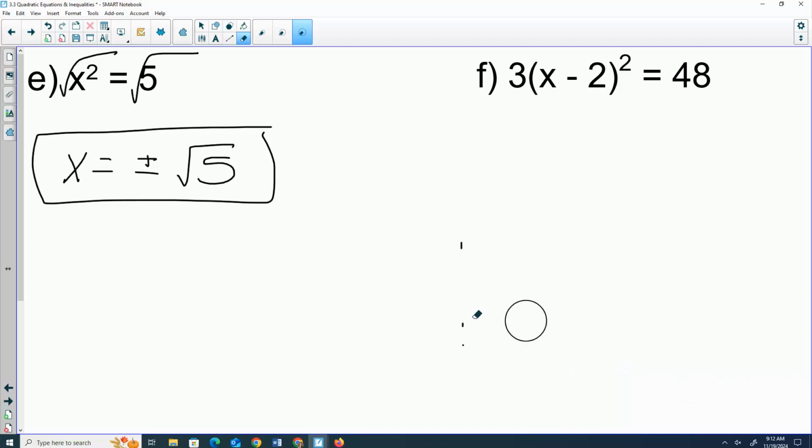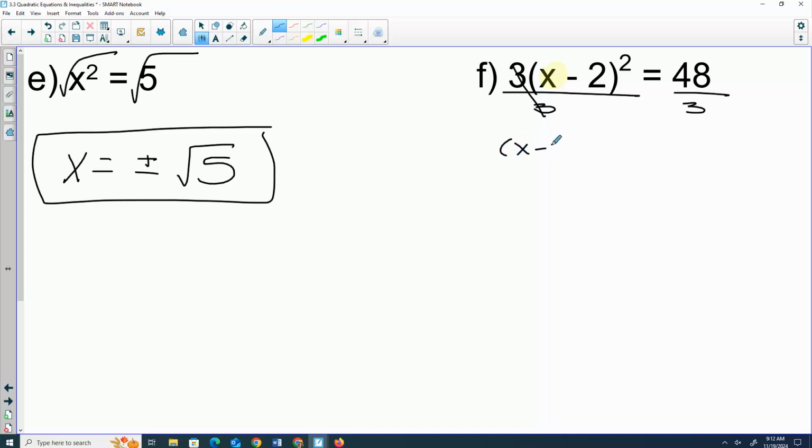We got the answer. The other thing we could see is that in this, I only have x in one spot. So we could get x by itself. To do that, you have to divide by 3. So that means x minus 2 squared equals 16. How do you get rid of a square?